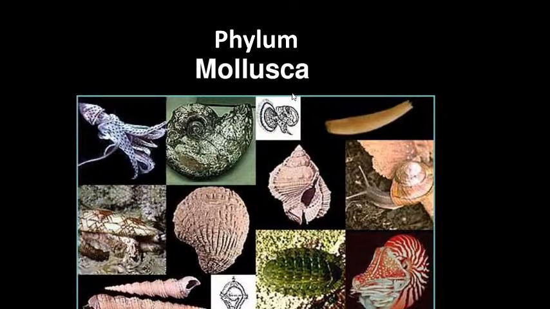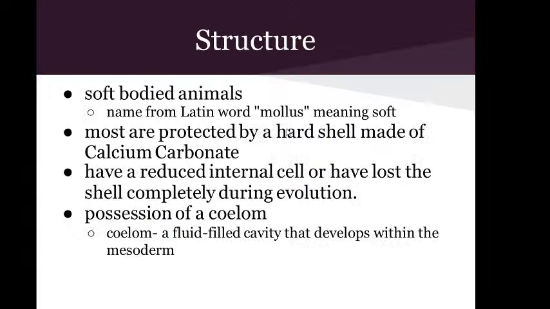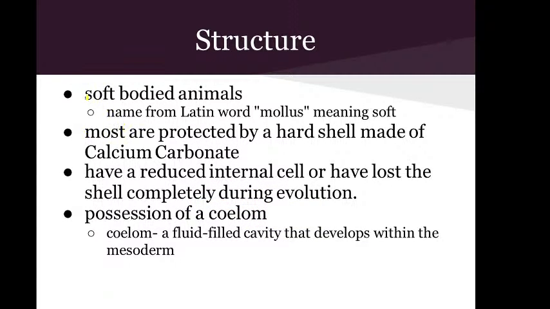So now we have another phylum, known as phylum Mollusca. We have to study these soft-bodied animals. The name comes from the Latin word molluscus, meaning soft. So they are very soft-bodied animals, and they are protected by a hard shell made up of calcium carbonate.